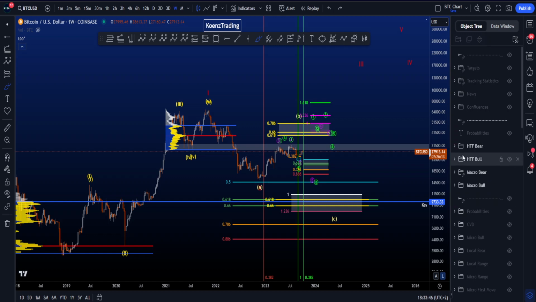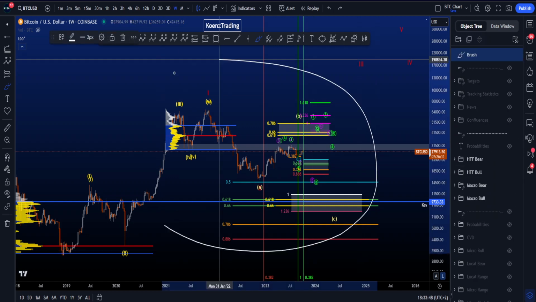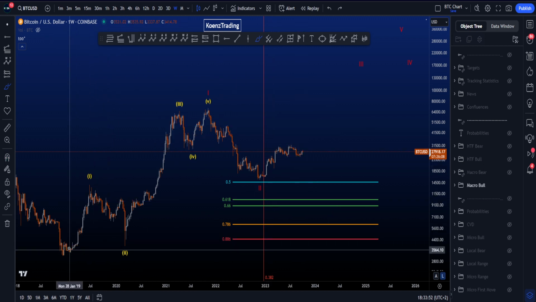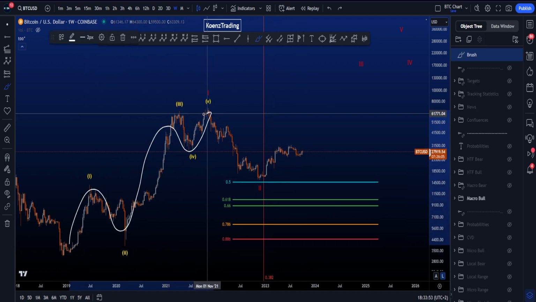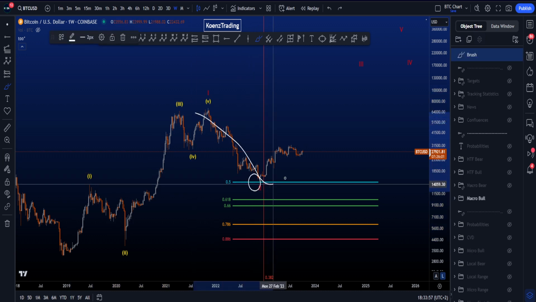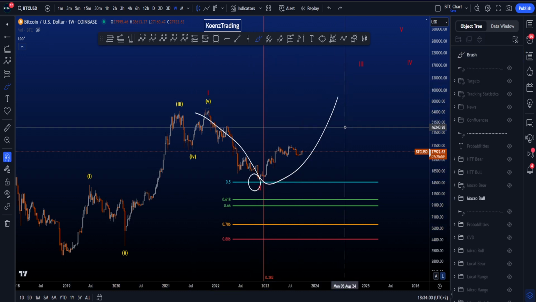Hi everyone, let's go over my macro and high time frame bullish and bearish Elliott Wave scenarios on Bitcoin, starting with the macro bullish scenario where we are looking for a finished 5-wave structure to the upside in a wave 1, followed by already a finished wave 2 and now looking for new all-time highs.